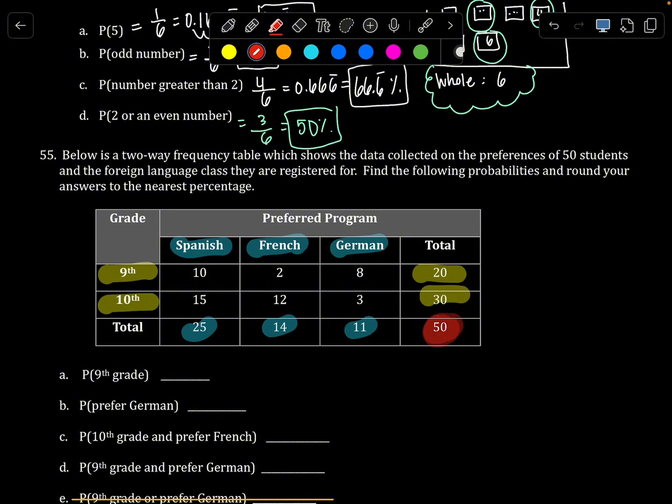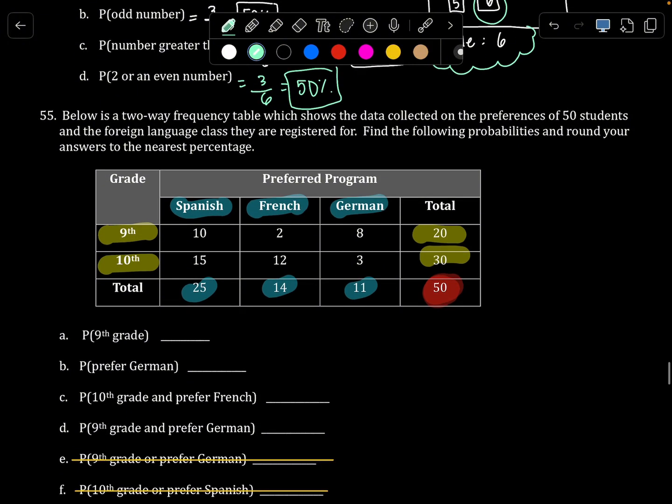Okay, this is what we're going to do now, okay? We're going to take a look at 9th grade. Okay, how many students are 9th grade? It's in yellow. You look at that row. It's 20 out of 50. 20 out of 50, and plug it in your calculator, is 0.4, and turn it into a percent. That is 40%.